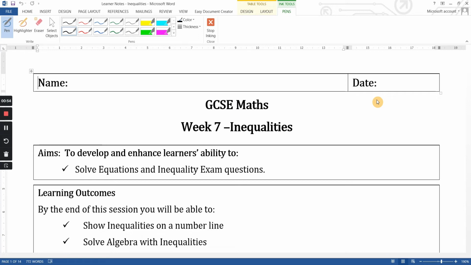What I'd probably recommend, before you watch this video, if you haven't seen week 4 solving equations, is to watch that one first, because there are certain similarities between how you solve equations and how you solve algebra with inequalities as well. So I'd recommend watching that first if you haven't done so already. But let's make a start with this one.